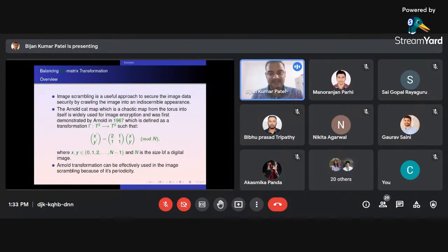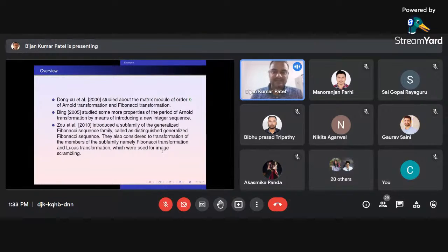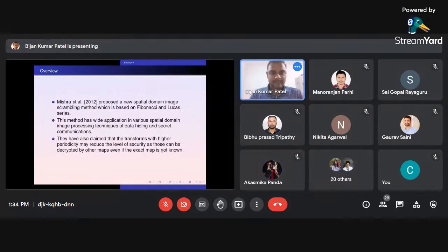After that, other researchers like Dong Zhu, Bing and Zhou et al. also defined many other transformations like Fibonacci transformations, and others based on other integer sequences, and they studied the scrambling of images.